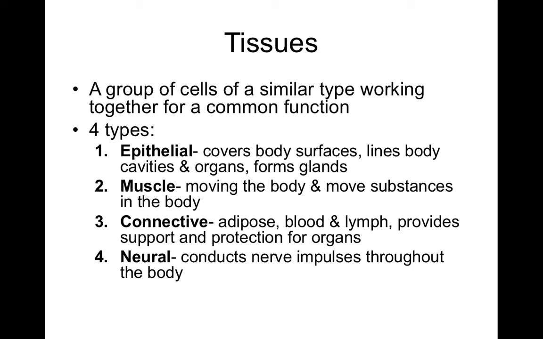There's adipose, blood and lymph. It provides support and protection for all the organs. And then neural tissue conducts nerve impulses throughout the body so that various parts of the body can communicate with one another.